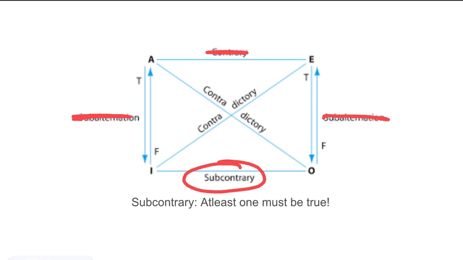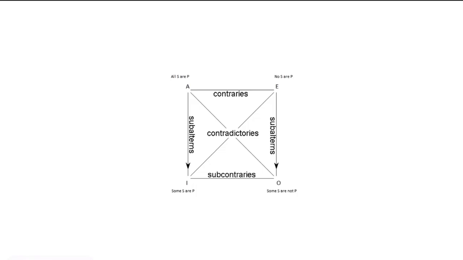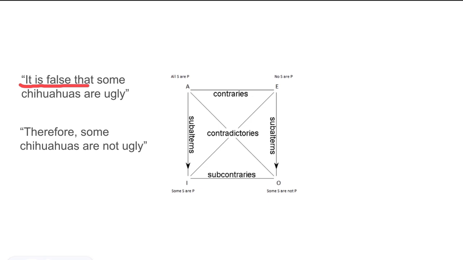establishes that one must be true. These statements are only written as false statements. Caroline, you're confusing me again. What does that mean? Don't be scared. I'm going to show you. So now we're back to our polite little square. Okay, we have an example. It is false that some Chihuahuas are ugly. So do you see what I'm saying? It is false. These are only written as false statements. So we have an I statement right here. Therefore, some Chihuahuas are not ugly.